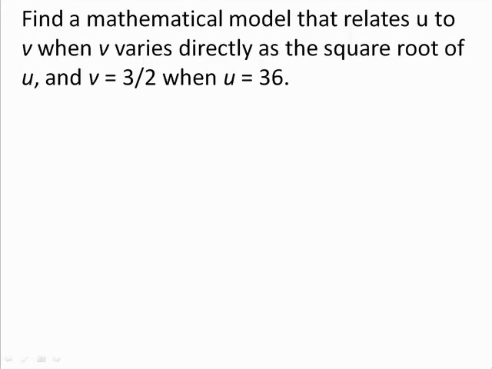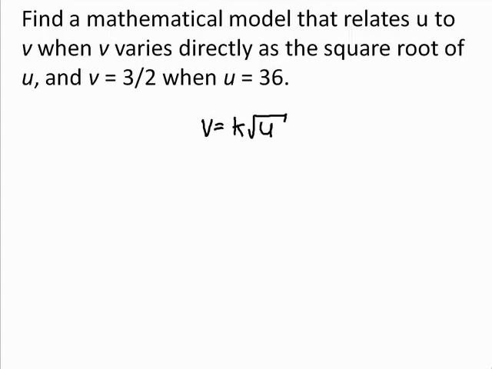Find a mathematical model that relates u to v when v varies directly as the square root of u and v equals 3 halves when u equals 36. V varies directly as the square root of u, meaning v equals k times the square root of u, where k is the constant of proportionality.